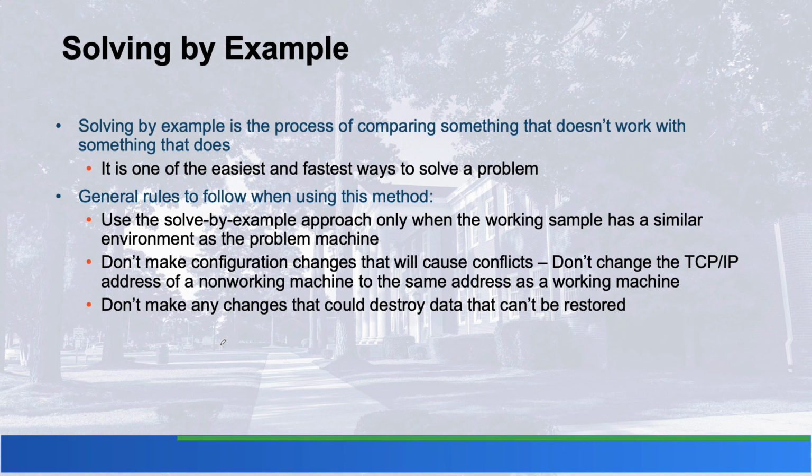Don't make configuration changes that will cause conflicts. For example, don't change the IP address of a non-working machine to the same address as the working machine. So when we see the working switch, we don't want to use the exact same settings of the working switch, because some of them should not be repeated, such as the switch's IP address. Don't make any changes that could destroy data that can't be restored. That would be like customer records, purchases, things of that nature.